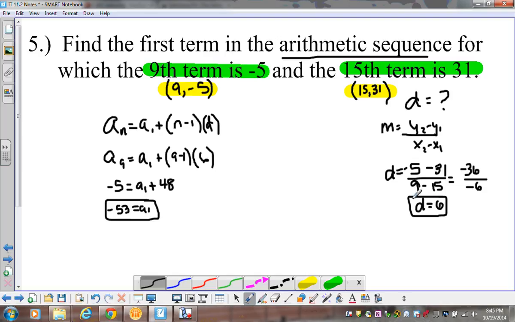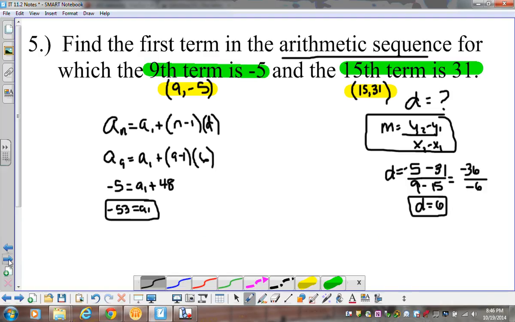Now, once you found that common difference, you also could have just said, okay, well, my ninth term is negative 5. Let me just make sure I subtract 6 each time to get all the way down to negative 53. All right, so the first term would be negative 53, or again, you can just use your equation. But the key here, guys, is you got to know your common difference. And to find your common difference, you can use your slope. Because remember, slope and common difference are the same thing since we're talking about the equation of a line or an arithmetic sequence. All right, y'all try the next one.